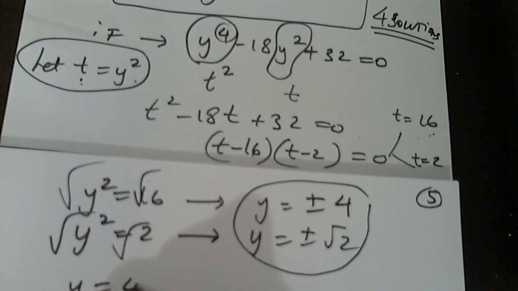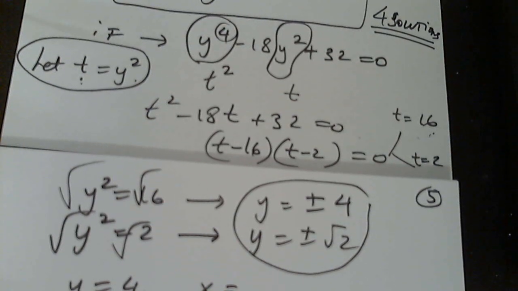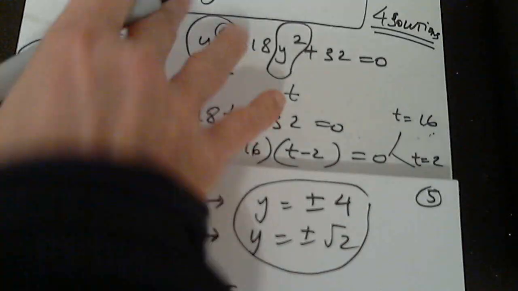So when y is positive 4, we have to find x. When y is negative 4, we have to find x. When y is the square root of 2, we have to find x. And when y is negative the square root of 2, we have to find x.